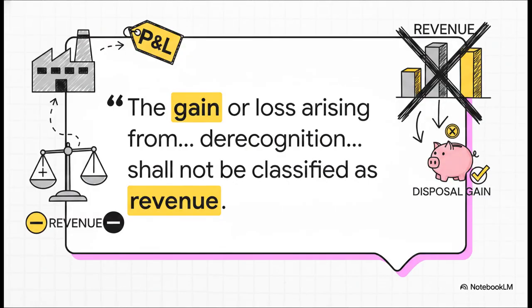Now, the standard enforces a really strict prohibition here. When you dispose of an asset, yes, you can absolutely recognize a gain on disposal in your P&L. However, you shall not artificially inflate your top-line revenue with it. It is a disposal gain, pure and simple, not revenue from your core operations.